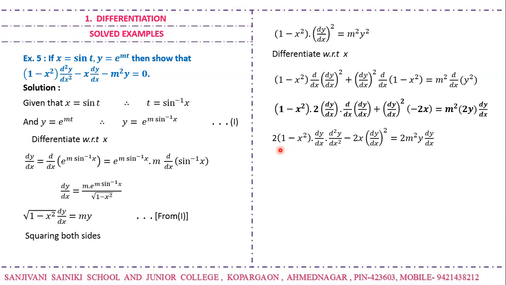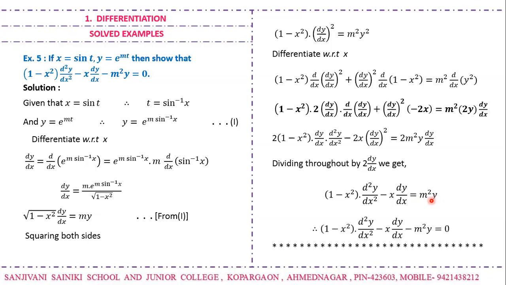Now here also each term contains 2 dy by dx, so we can cancel it throughout, and we get 1 minus x square d2y by dx square minus x dy by dx is equal to m square y. We take this to that side, and we get 1 minus x square d2y by dx square minus x dy by dx minus m square y is equal to 0. So this is all about the solved examples based on the higher order derivatives.